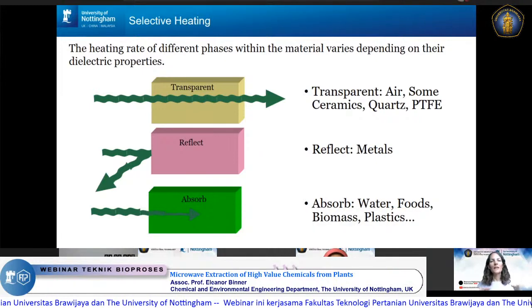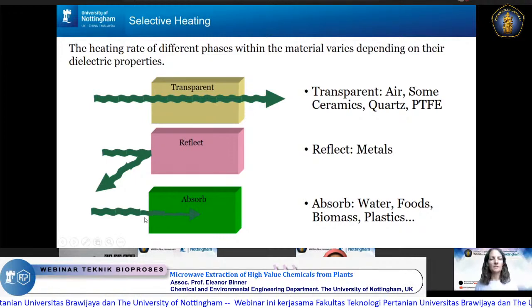Sure. So if we have a transparent material which has very low loss, very low dielectric properties, microwaves will travel straight through them. So this is air, ceramics, quartz, PTFE, and that sort of thing. So often we design glass or quartz reactors when we're heating things with microwaves because they're microwave transparent. Things like metals will reflect microwaves, so they won't penetrate through them, they'll just reflect off them.